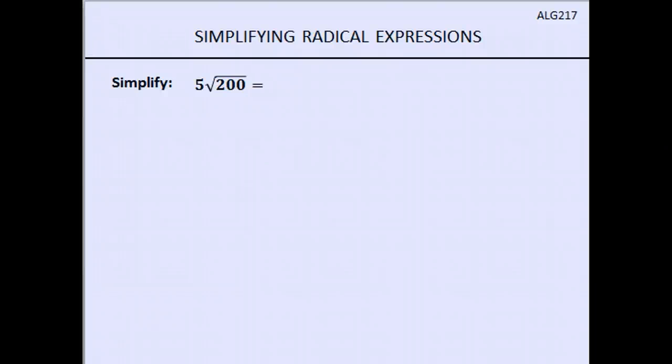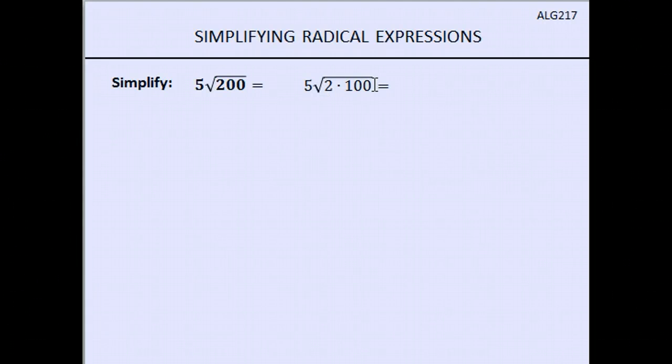Let's look at this one: 5 times the square root of 200. There are a number of places where we can make our life simpler. Let's see what we come up with. Probably most people will look at 200 and say, oh, I know that 200 is 2 times 100. Excellent. If you recognize that 100 is a perfect square, the square root of 100 is 10, so then we could pull a 10 out and we end up with 50 times the square root of 2.